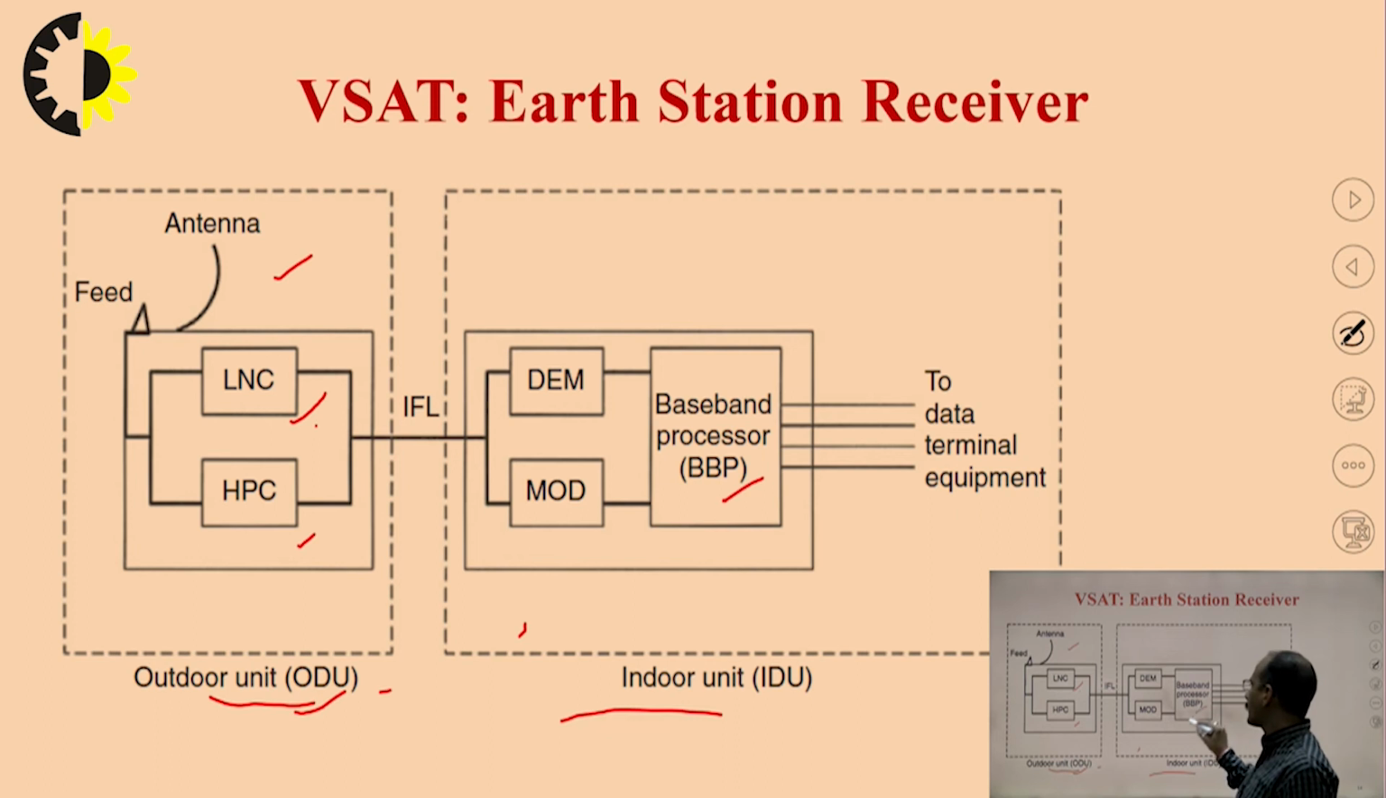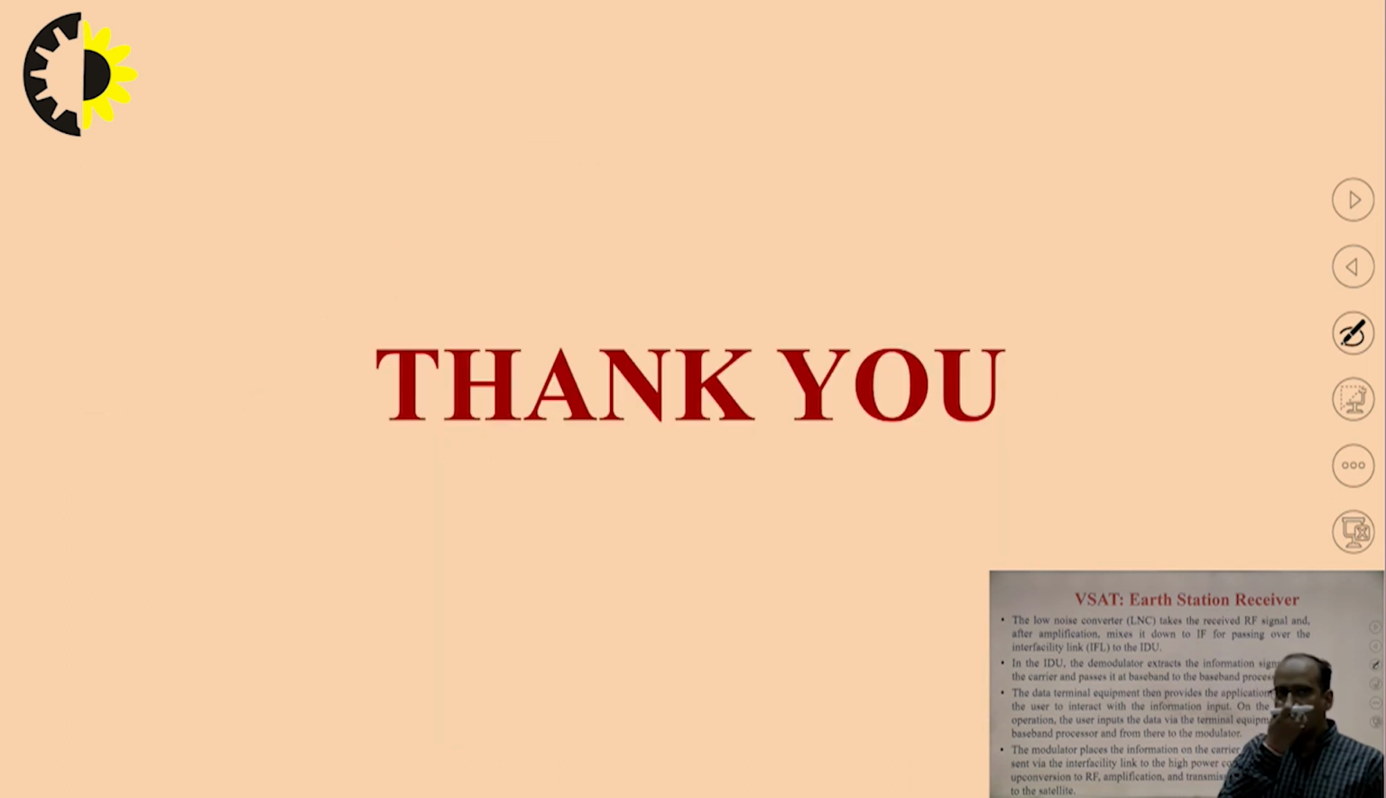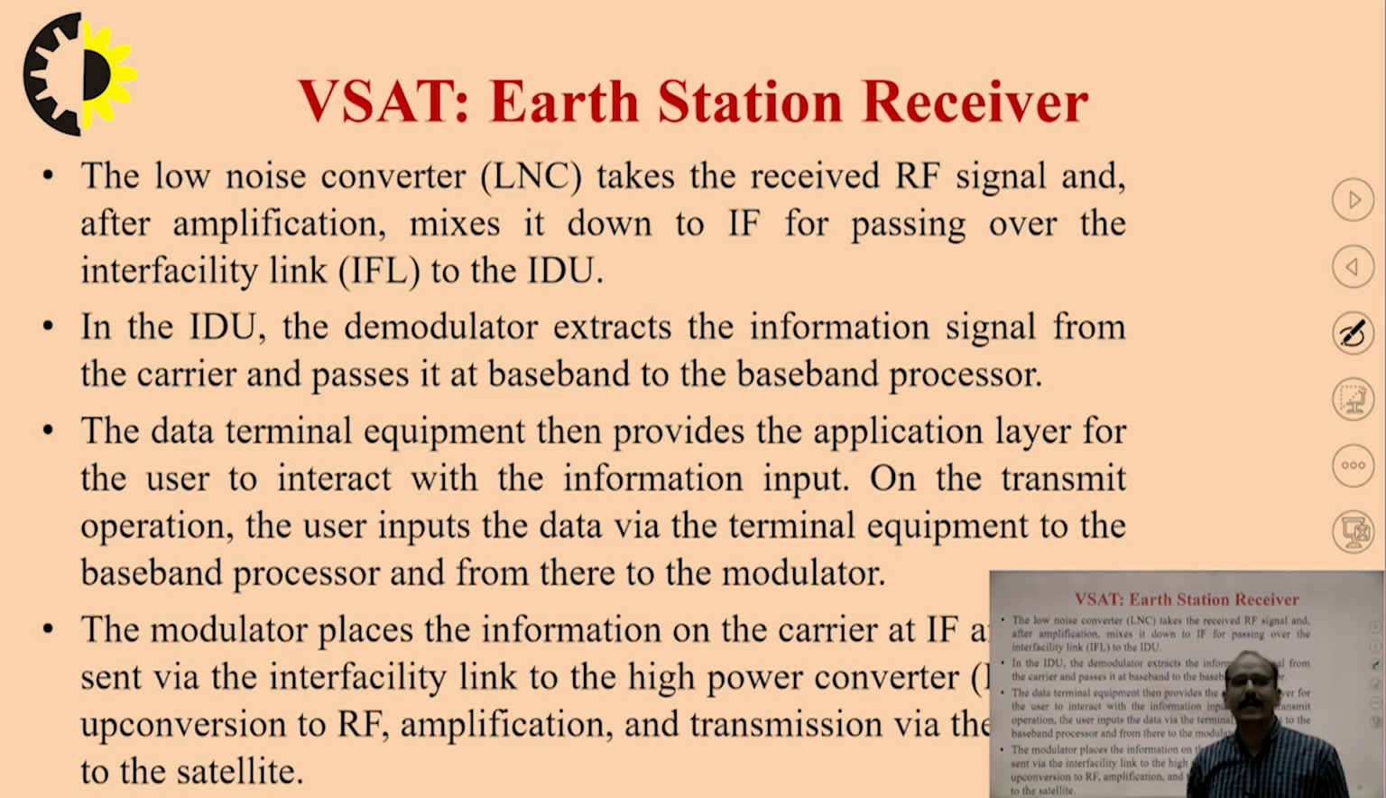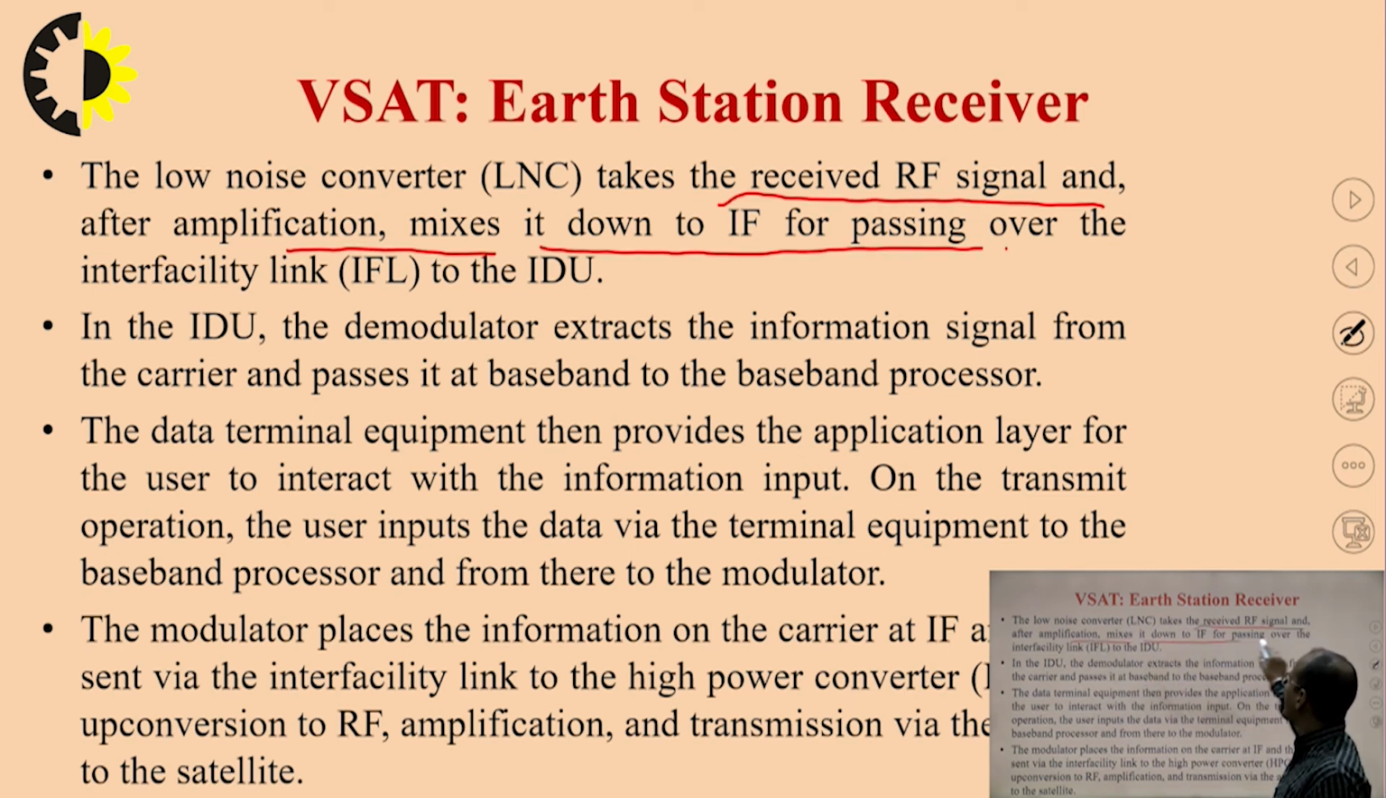There is a baseband processor with the modulation and demodulation. So you can see that for the receiving part, the LNC works with the demodulator, for the transmitting part, the HPC works with the modulator, and after the baseband processing, you get the data terminal equipment. So when we are talking about the VSAT, the low noise converter LNC takes the received RF signal and, after multiplication, mixes it down to an intermediate frequency for passing over the inter-facility link to the indoor unit.